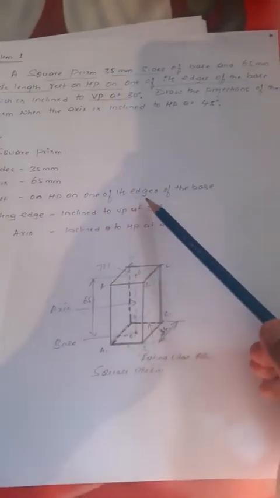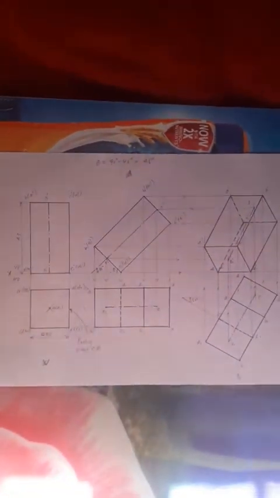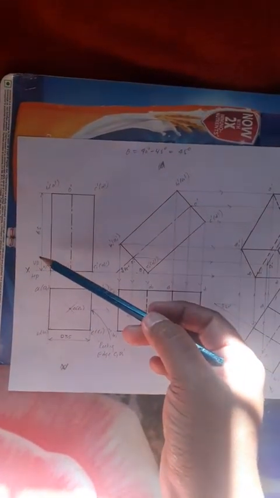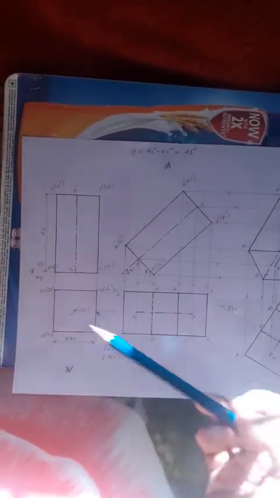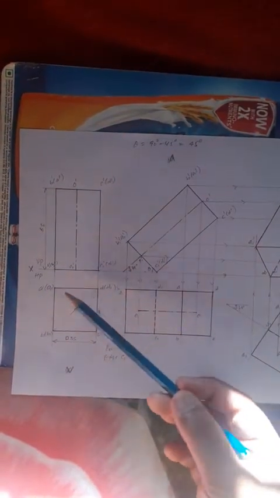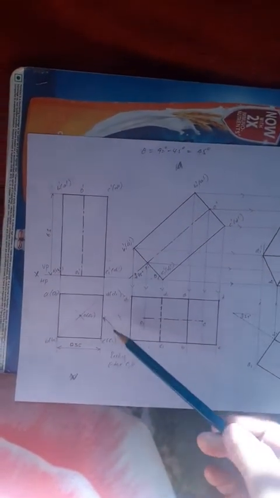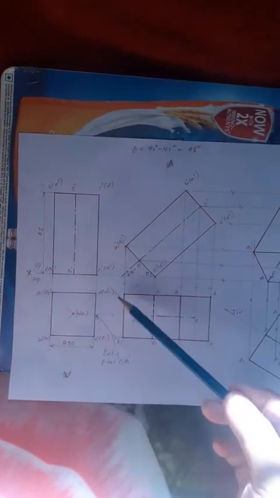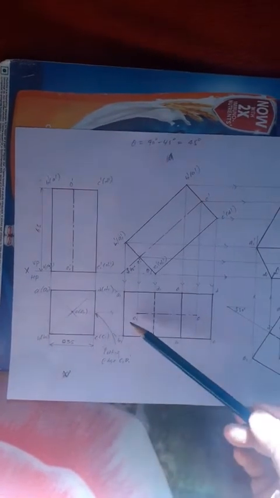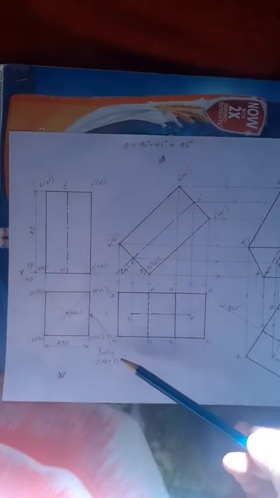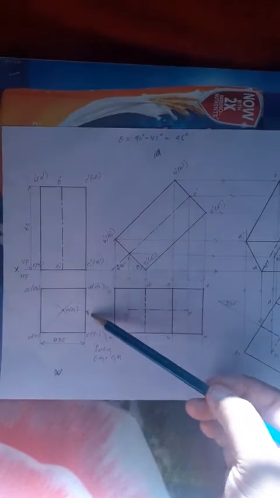Now this is the problem. Where do you start? See, rest on HP on one of its edges of the base. First you have to draw the XY line. Above the XY line is VP, the front view. Below the XY line is HP, the top view. Since the condition is rest on HP, you have to start the problem in HP with one of its edges. Always take the resting edge on the right side. Now this is a resting edge.